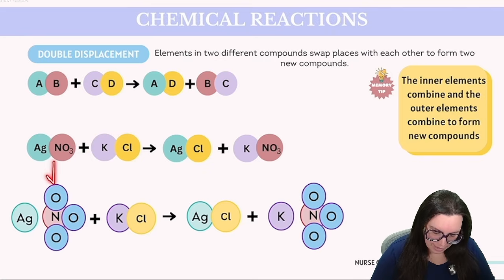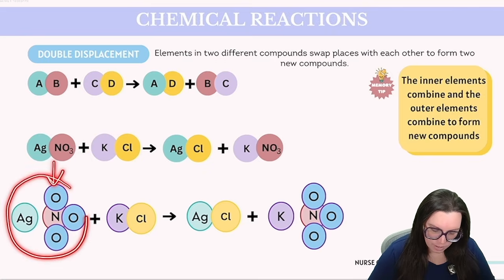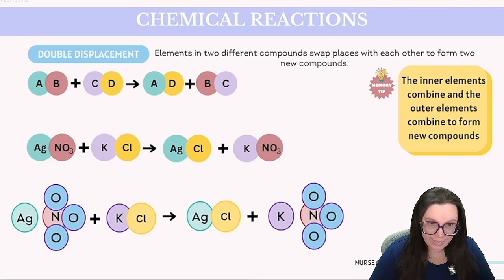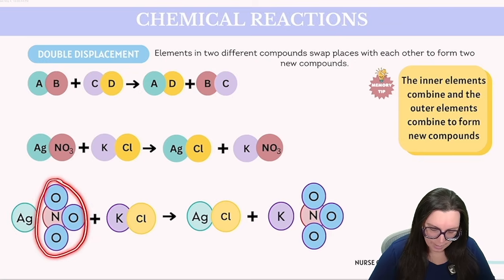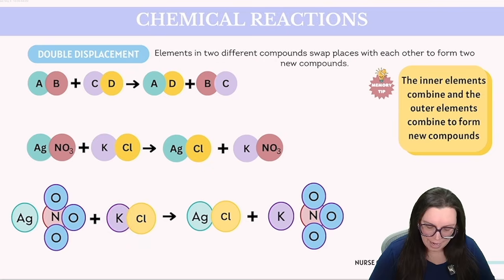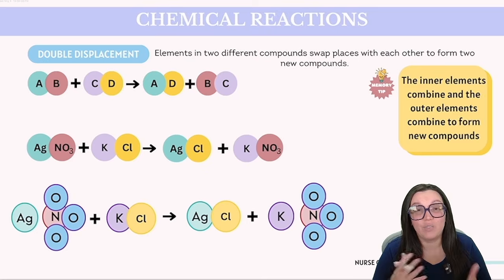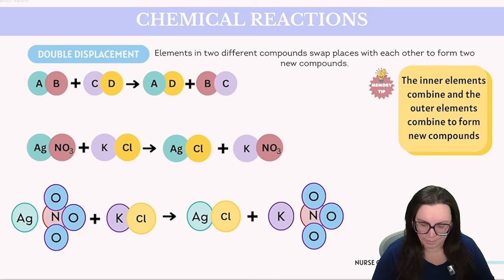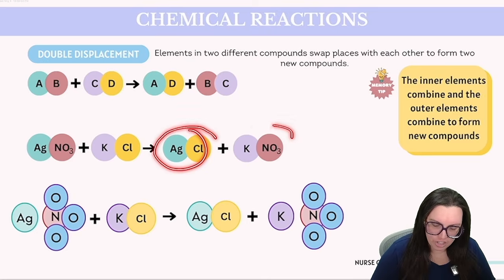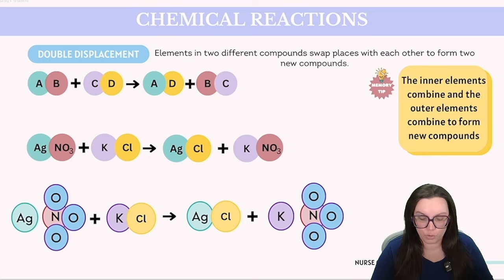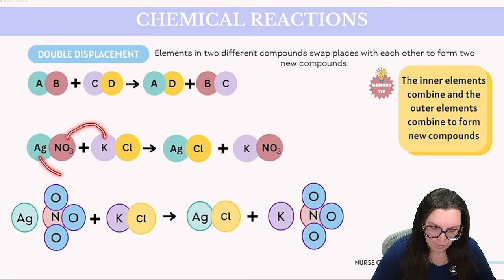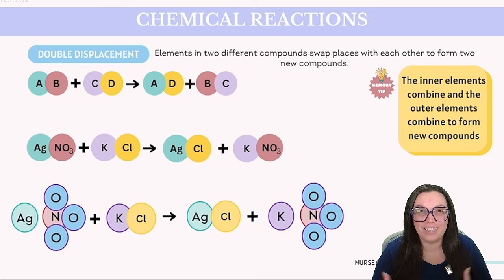If we look down here, this is what our compounds are going to look like structurally. We're going to have our silver here, and our nitrate combined with our silver. And then for our next compound, we have our potassium here, and our chloride is also combined with our potassium. So now what we want to do is mix it up, right? We're going to start exchanging those metals, or combining our inner elements with our outer elements.